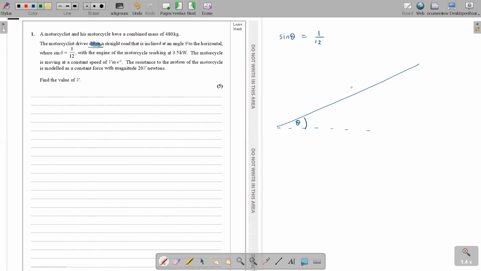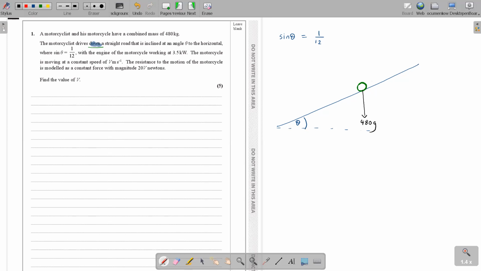I'll just draw the motorcyclist like this. So he's driving down. Tell me, what are the forces that we have here? Obviously, you have his weight. The motorcyclist and his motorcycle have a combined mass of 480 kilograms, so the weight is 480 g. Can I have the other forces acting over here? What other forces do we have? You can talk with me, children.